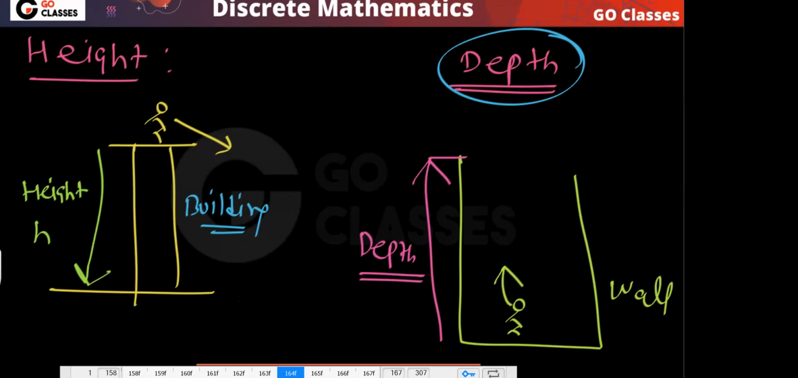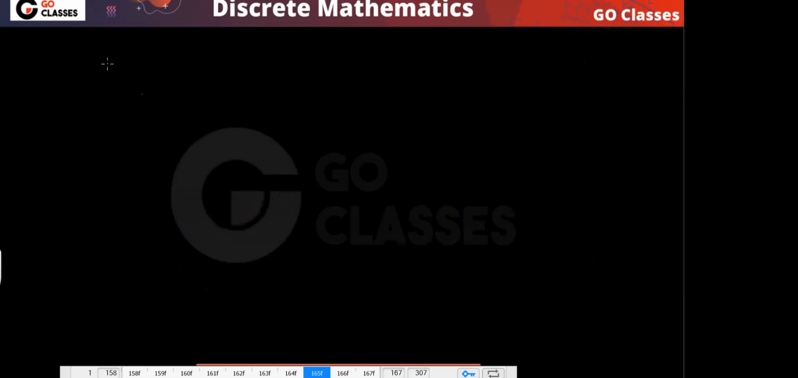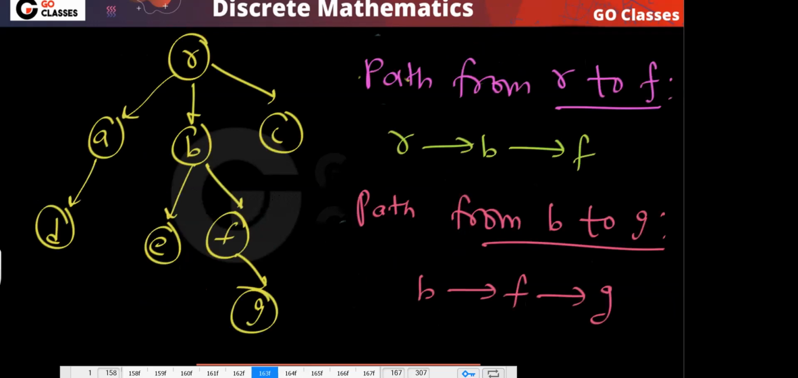Height of a node and depth of a node. If I ask you for your height, then you will look below. Yes or no? And if I ask you what is your depth, you will look above. Yes or no?